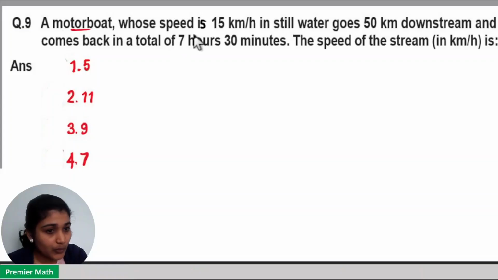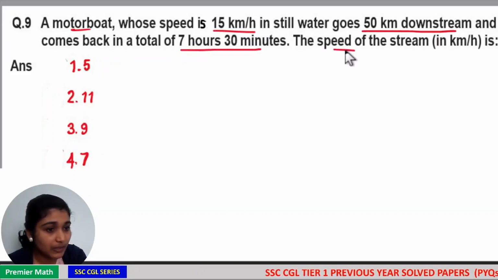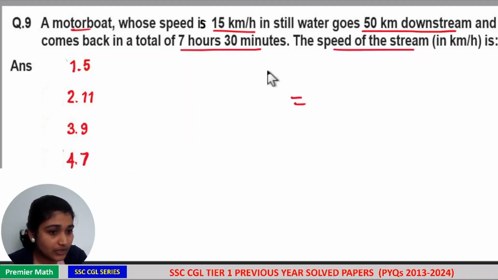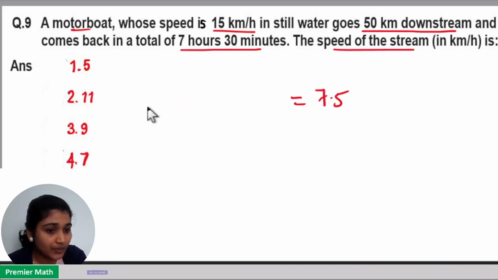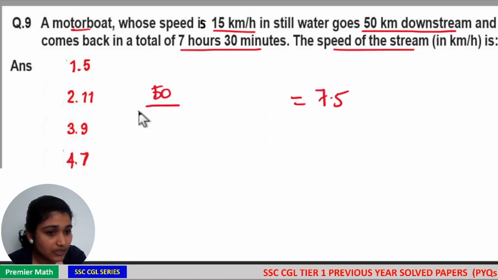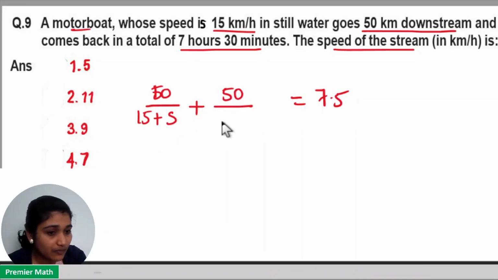A motorboat whose speed is 15 km per hour in still water goes 50 km downstream and comes back in total 7 hours 30 minutes. Find the speed of the stream. Here total time required is equal to 7.5, which includes downstream time plus upstream time. So downstream time means distance divided by downstream speed, which is 50 divided by speed of boat plus speed of stream, plus 50 kilometer upstream time means distance 50 divided by upstream speed, which is speed of boat minus speed of stream.